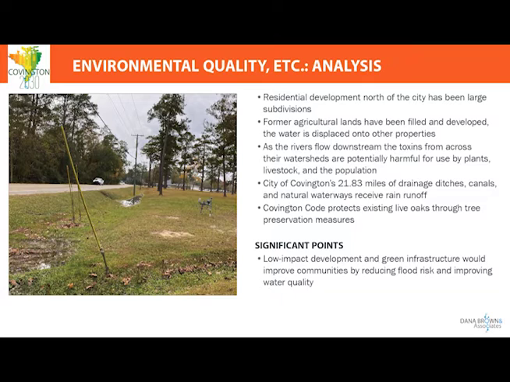As the rivers flow downstream, the toxins from across their watersheds are potentially harmful for use by plants, livestock, and the population. There are over 21 miles of drainage ditches, canals, and natural waterways that receive runoff in the city of Covington. Covington Code protects existing live oaks through tree protection measures.